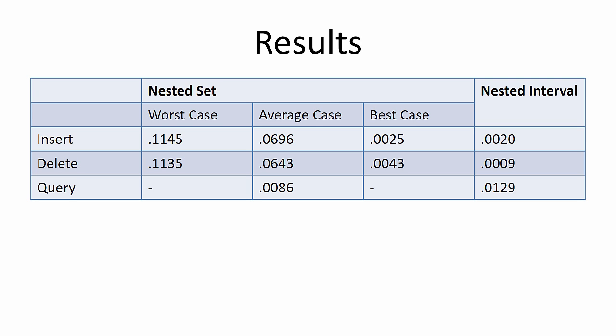So here are the results that we found. For the nested set, the insert and query took 0.1 seconds. So all these values are in seconds. The worst case was over 1/10 of a second. The average case was just over 0.05 of a second. And then the best case with the nested set was comparable to the average case of the nested interval. The query speed, so again, we only had one value for the nested set here. The query speed is actually faster, about 2/3 as fast for the nested set as it is for the nested interval.